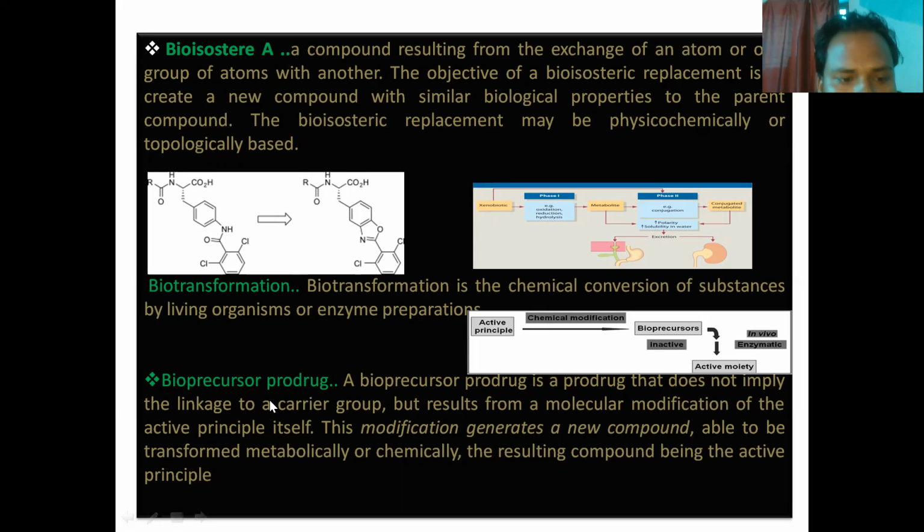Okay, next we'll talk about the bioprecursor product. What is a bioprecursor product? A bioprecursor product is a product that does not imply linkage to a carrier group, but results from molecular modification of the active principle itself. The modification generates a new compound able to transform, metabolically or chemically, into the active one. So here there is no need for linkage to other molecules. Only chemical modification takes place in the bioprecursor product, and through cell modification or enzymatic action in vivo, it is converted to the active moiety, which is responsible for a particular pharmacological activity.